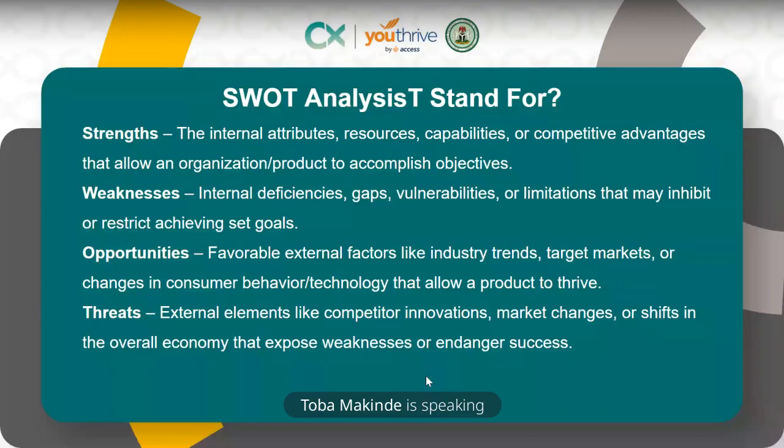Opportunities are favorable external factors like industry trends, target market, changes in customer behavior or technology that allow your product to thrive. And threats are external elements like competitive innovators. For example, if your competitors are deploying a crazy, game-changing innovation, market changes, shifts in the overall economy that expose weaknesses and endanger your success. These can be your threats.